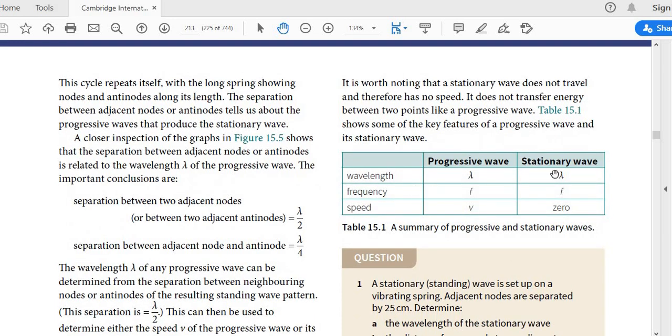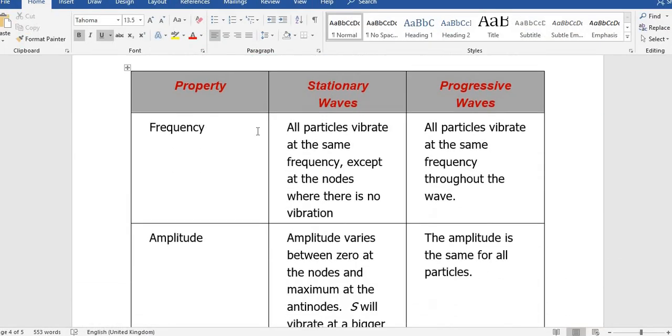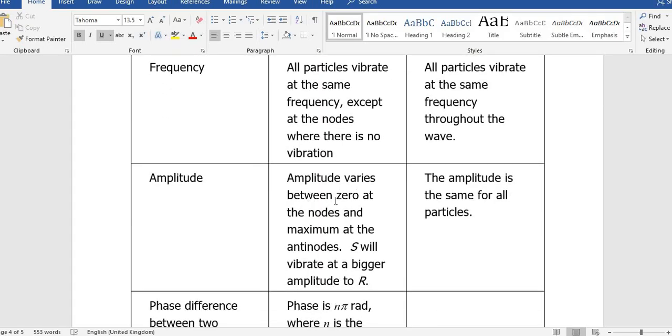Okay, so here we have a comparison, just similar to here where we also had a comparison. Frequency: all particles vibrate at the same frequency except at the node where there is no vibration, that is for stationary waves. But in progressive waves, all particles vibrate at the same frequency throughout the wave. Amplitude varies between 0 at the node and maximum at the antinode. Remember, in a stationary wave, between the nodes it's moving up and down, right? Like that. We saw that in the case of a rope.